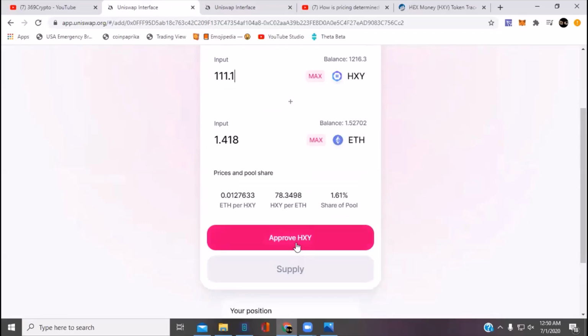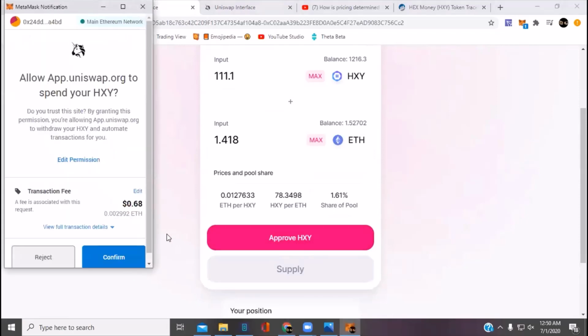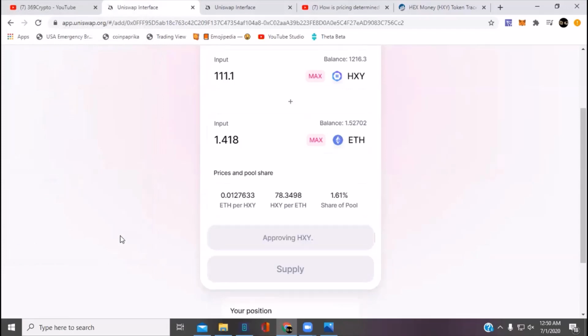So at this time, I'm going to try to approve this transaction and cross my fingers that it's 68 cents. Okay, we'll try. Maybe it works.